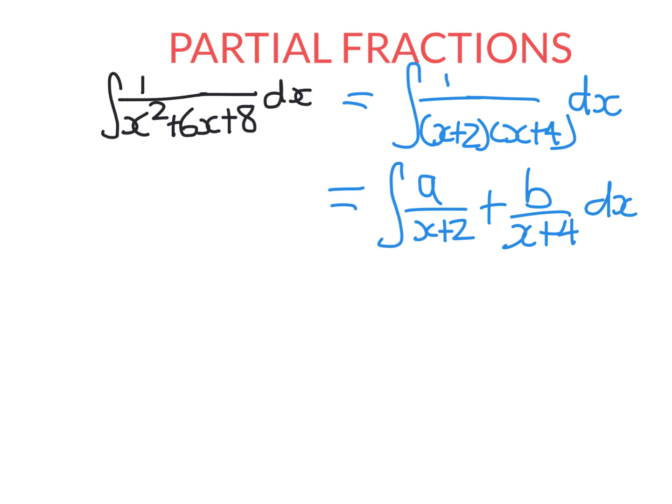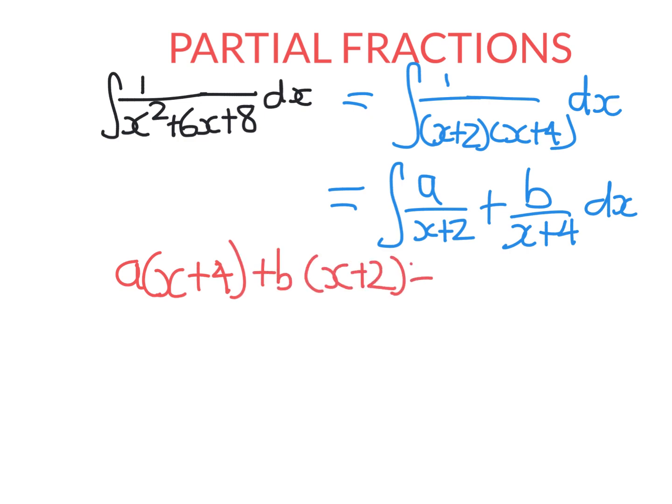If I were to add these two together, the denominator would be (x + 2)(x + 4). The numerator would be A lots of (x + 4) plus B units of (x + 2). Now that somehow needs to equal 1. So let's expand. We get Ax + 4A + Bx + 2B is equal to 1.